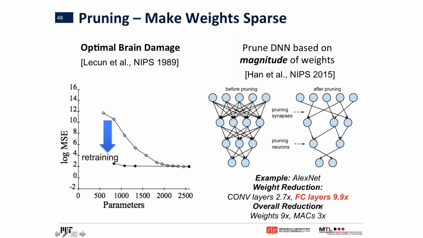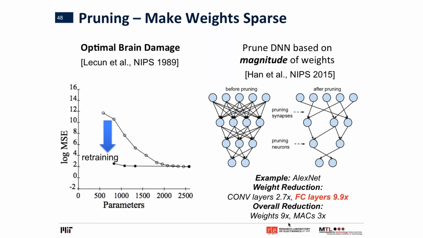Now, the challenge, of course, that we saw is that fully connected layers are becoming less widely used, but nonetheless, this does give a 2.7x reduction in the convolutional layers. And then, as you can see, in terms of the overall reduction, you get about a 9x reduction in the weights, and that's mostly driven by the reduction in the fully connected layers. And then you get a 3x reduction in terms of the multiplies and accumulates.